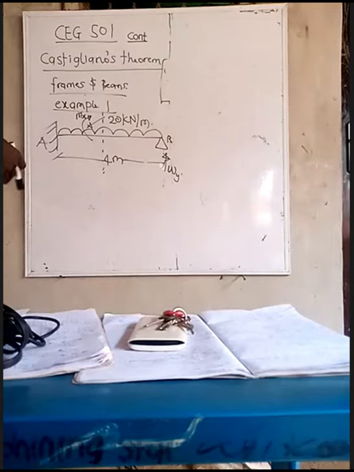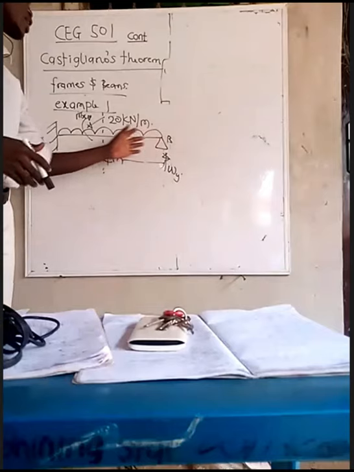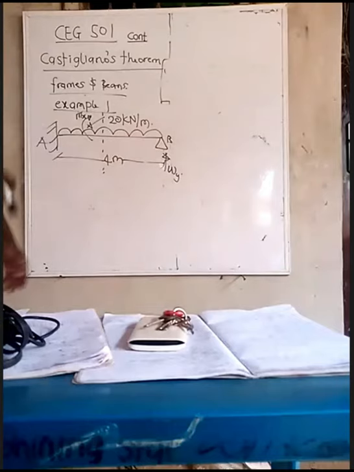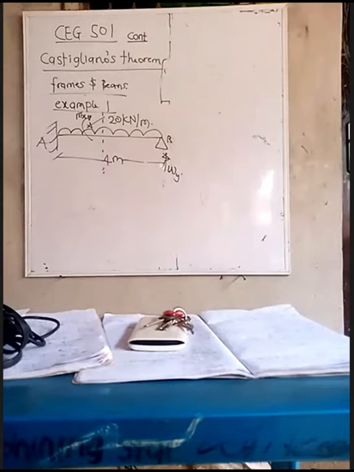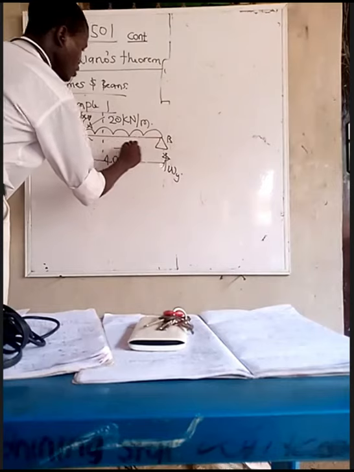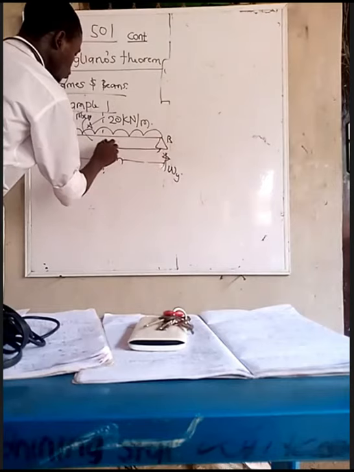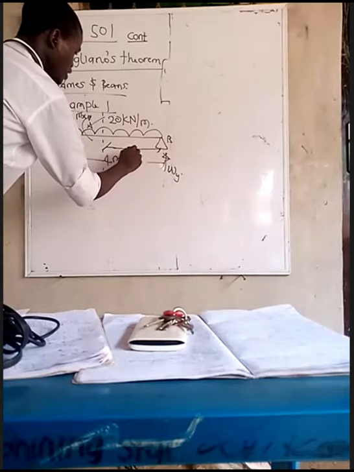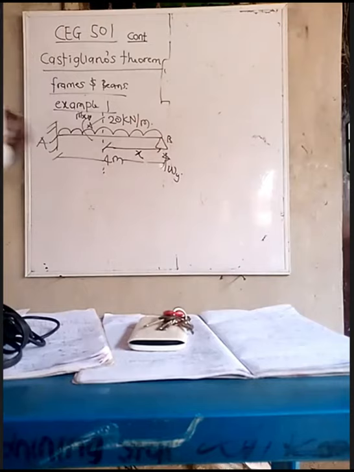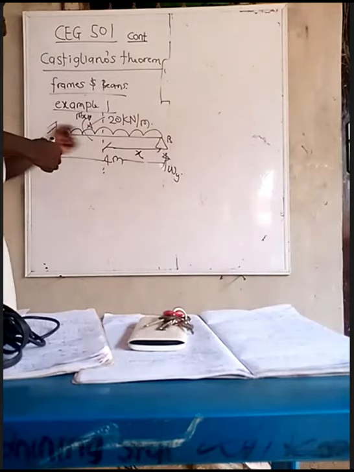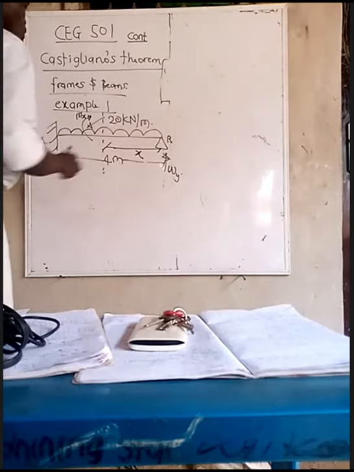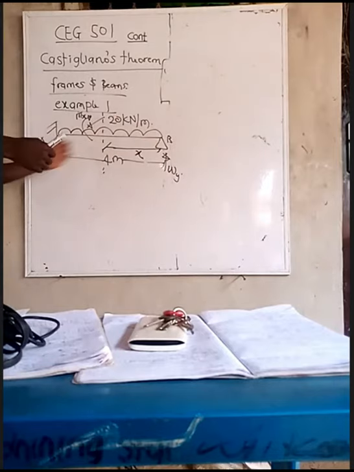Why is that? It makes the work quite complex. So it's better you just start taking your moment from the simply supported end. So set your X coordinates. We are taking our X to begin from here and going this way. In the other example, we started from here because the probe was here and it went this way. So now we are taking it from here and we are going this way.